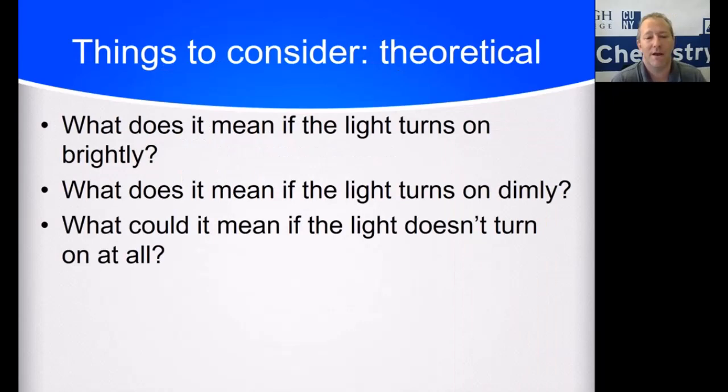Things to think about theoretically. What does it mean when the light turns on brightly, when there's a strong conductivity? What does it mean when the light turns on dimly, only weak conductivity? What does it mean if the light doesn't turn on at all? And I wrote there, what could it mean? Because maybe there's more than one answer to this question. Think about those things, have fun in the lab, be safe, take good observations, and we'll get ready for the next lab in the next video.